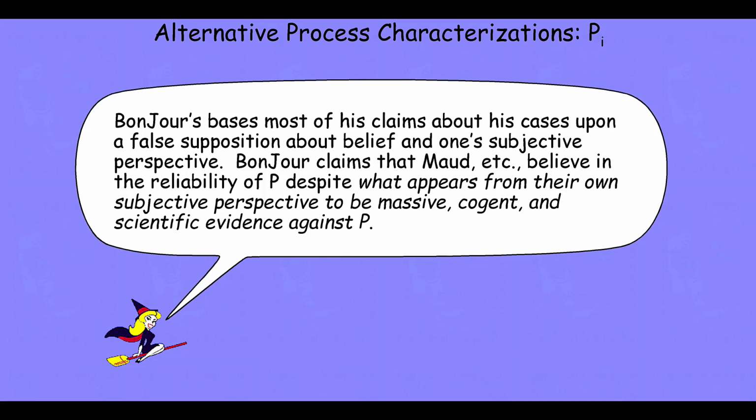So for example, in the Maud case, BonJour claims that Maud continues to believe in the reliability of her clairvoyant power, despite what appears from her own subjective perspective to be massive, cogent, scientific evidence against P. So that from her own subjective perspective, BonJour would suggest, she believes she's being irrational and irresponsible in believing in the reliability of her clairvoyant process.